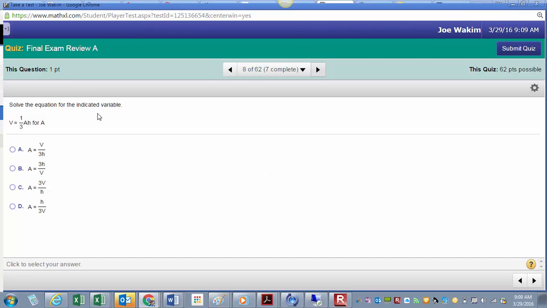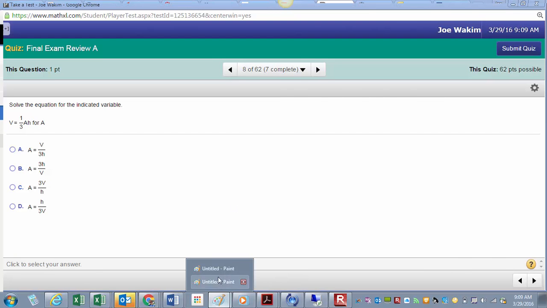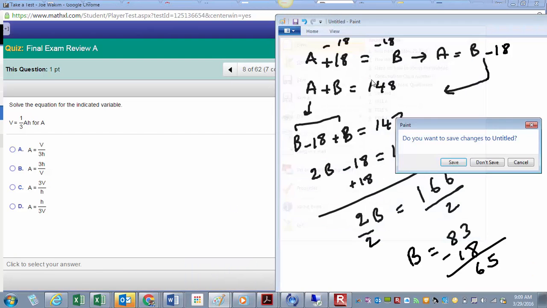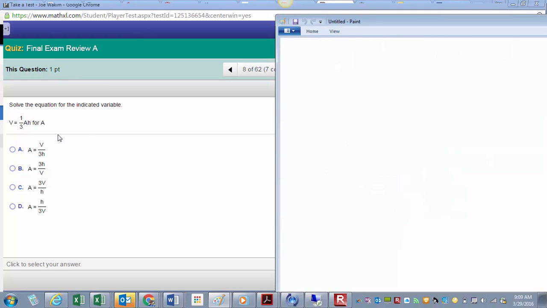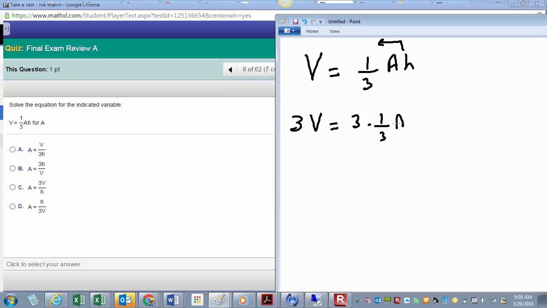Solve the equation for the indicated variable. And this is what everybody gets confused, even though it's not too much to solve this problem. You have V equals 1/3 AH. Now we care for A, so we don't care for H. We have to move the H here, and we care to move also the 1/3 because I want A by itself. So the best thing to get rid of that 3, multiply both sides by 3. If you multiply both sides by 3, this 3 will cancel. So now we have AH equals 3V.